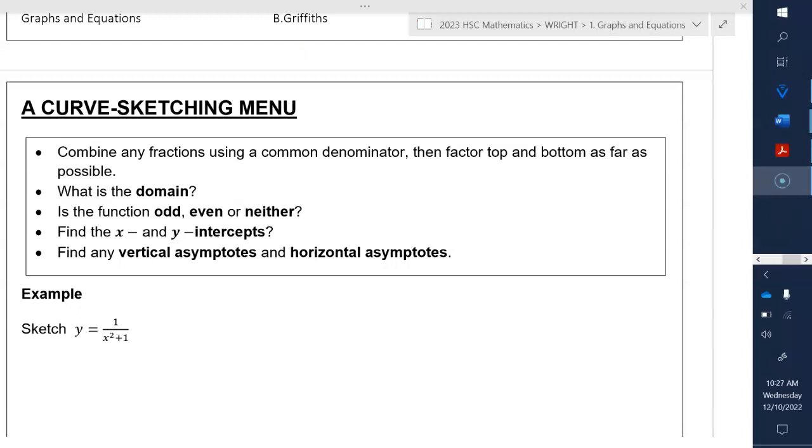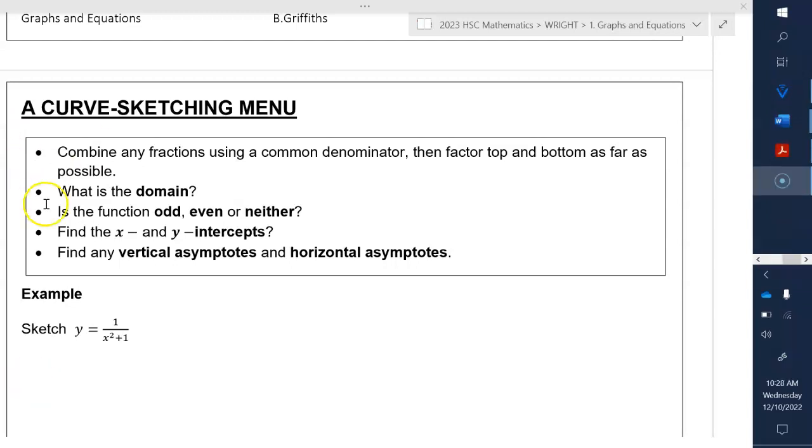Okay, so here's our first example down here. It says to sketch y equals 1 over x squared plus 1. So let's see what we can do. Okay, so the first step here says combine any fractions using a common denominator. Well, that's already done. Can we neaten this equation up in any way? We can look for a difference of 2 squares on the bottom. Is there anything we can do? No, there's not. So at this point, we're going to leave that as it is.